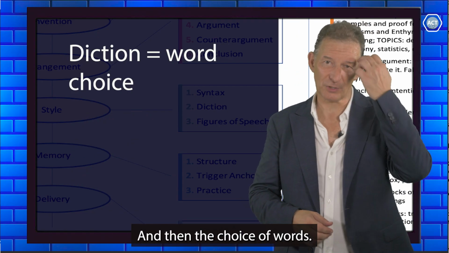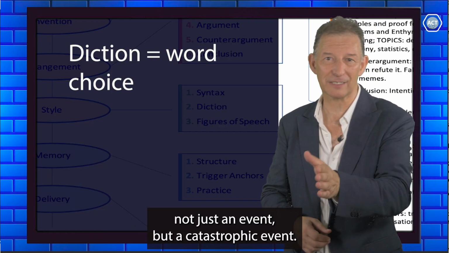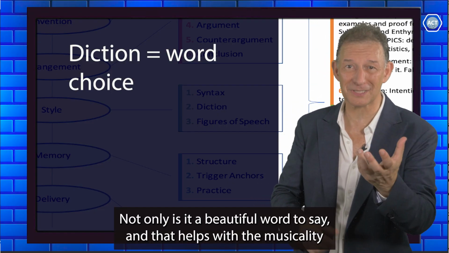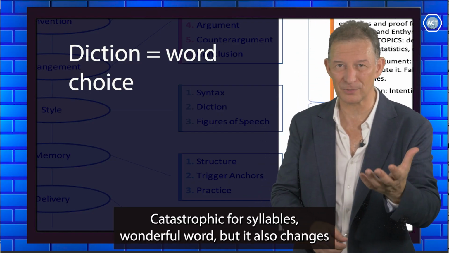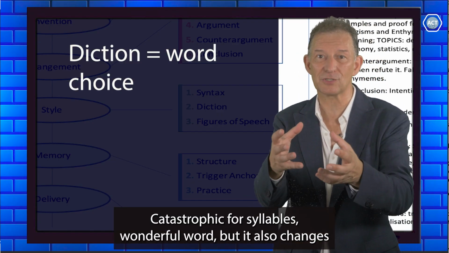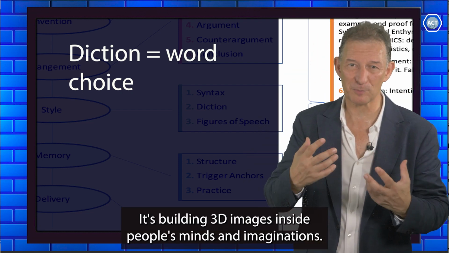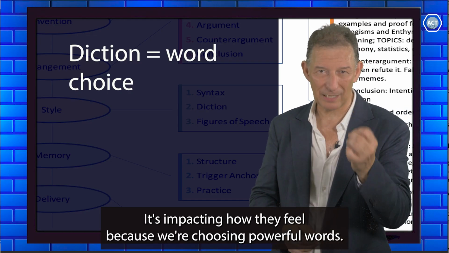And then the choice of words, I might talk about a catastrophic event. Not just an event, but a catastrophic event. Not only is it a beautiful word to say, and that helps with the musicality of the speech, catastrophic, 4 syllables, wonderful word, but it also changes the nature of the event. It's building 3D images inside people's minds and imaginations. It's impacting how they feel because we're choosing powerful words.